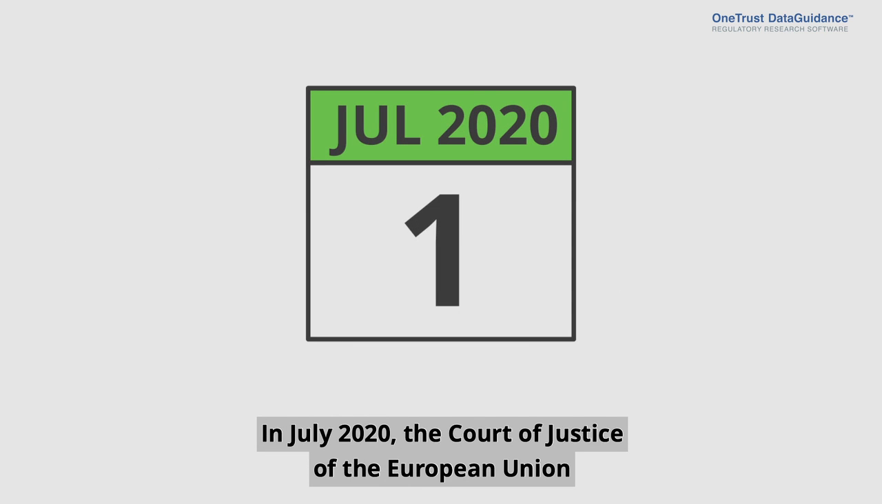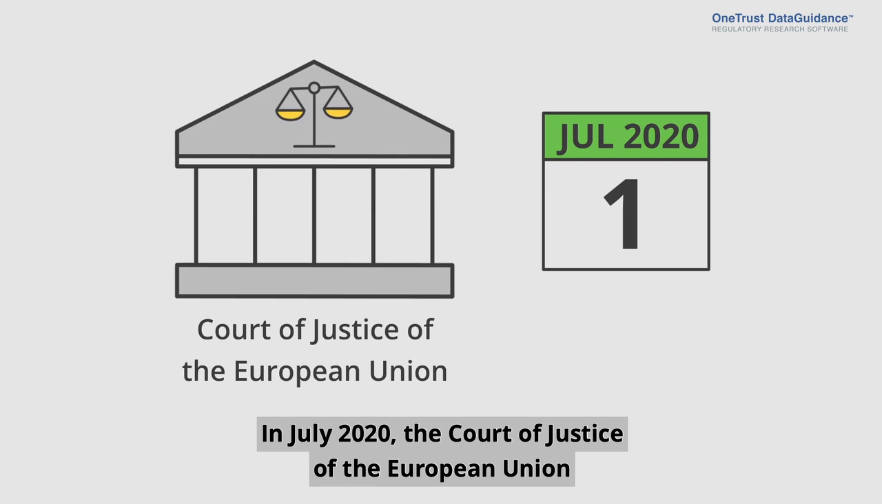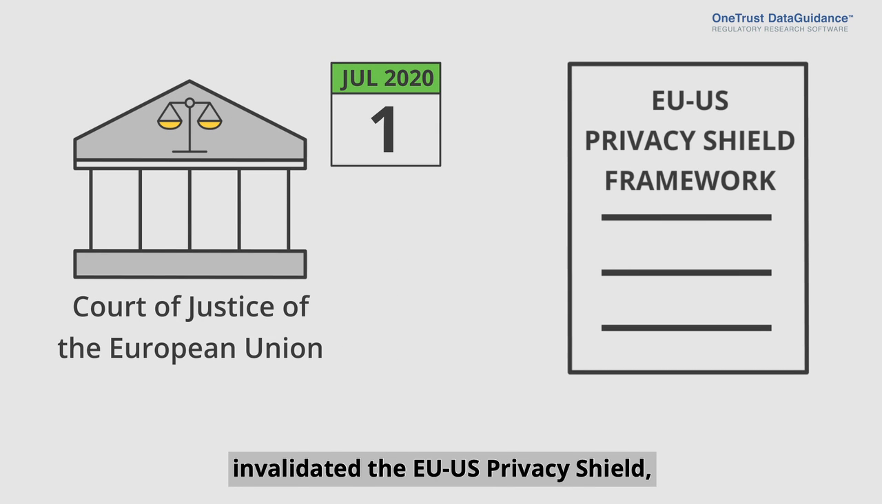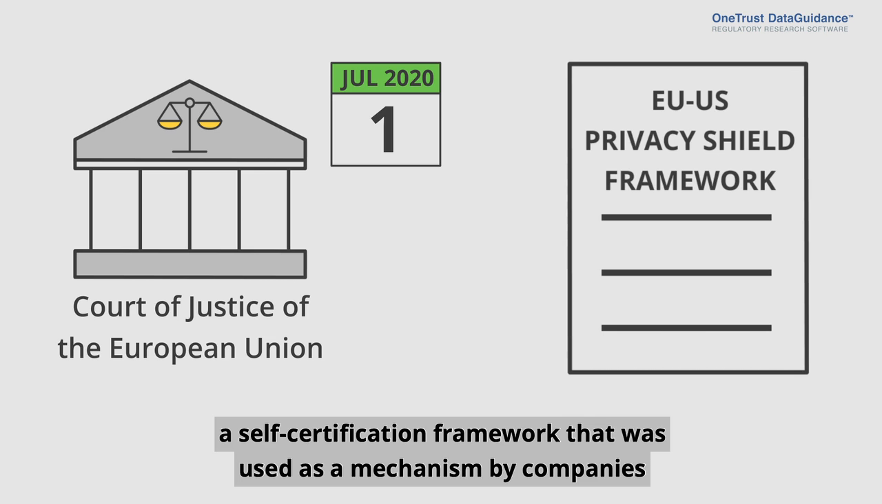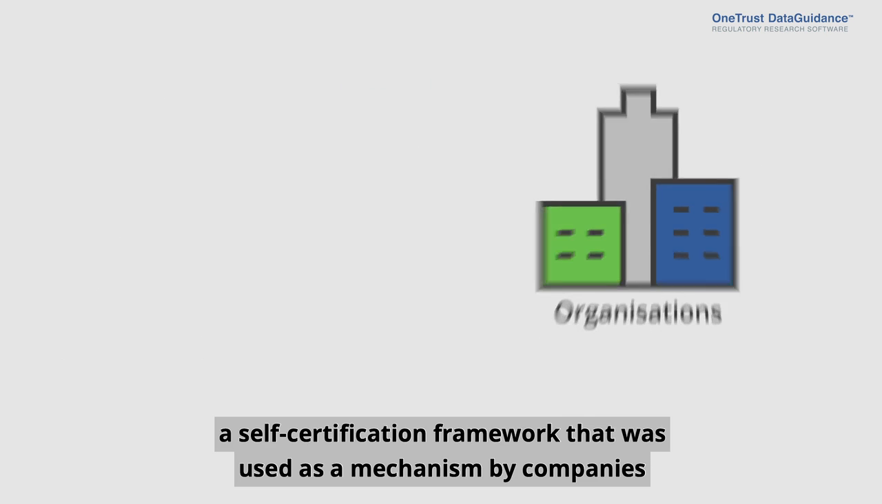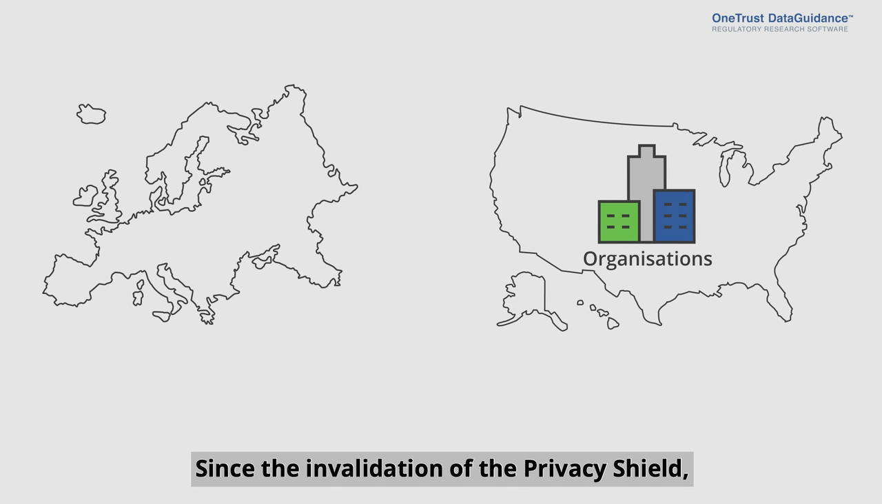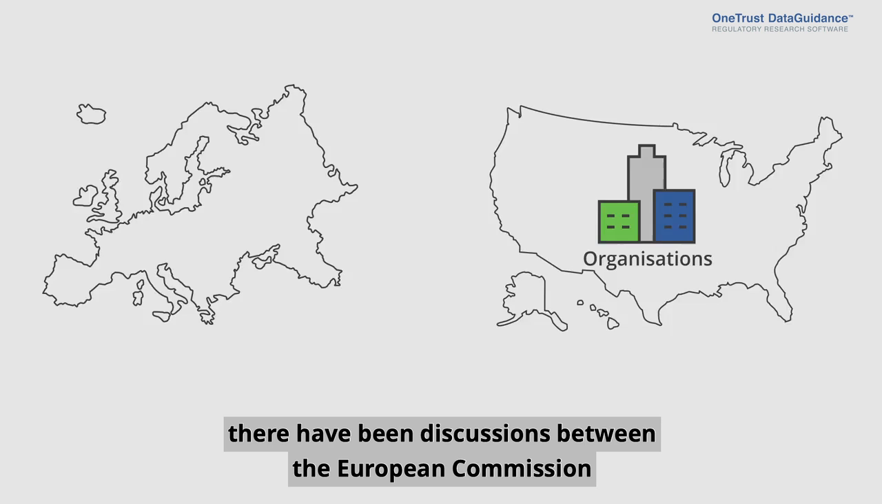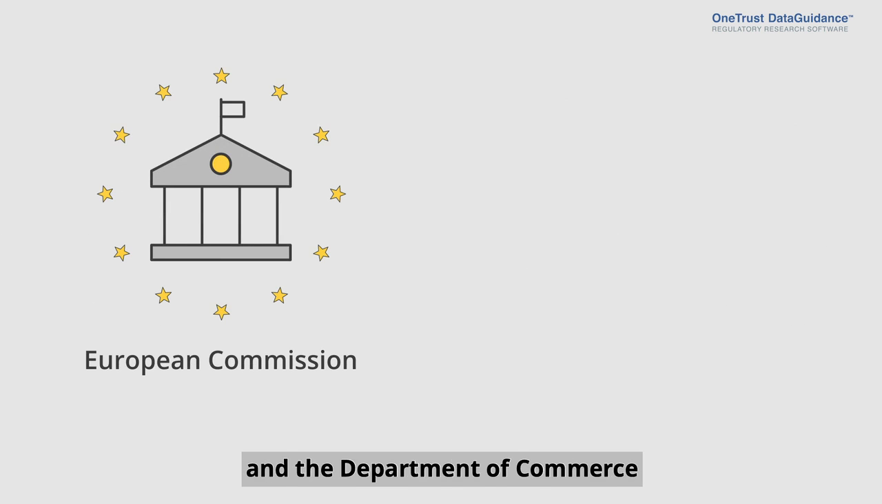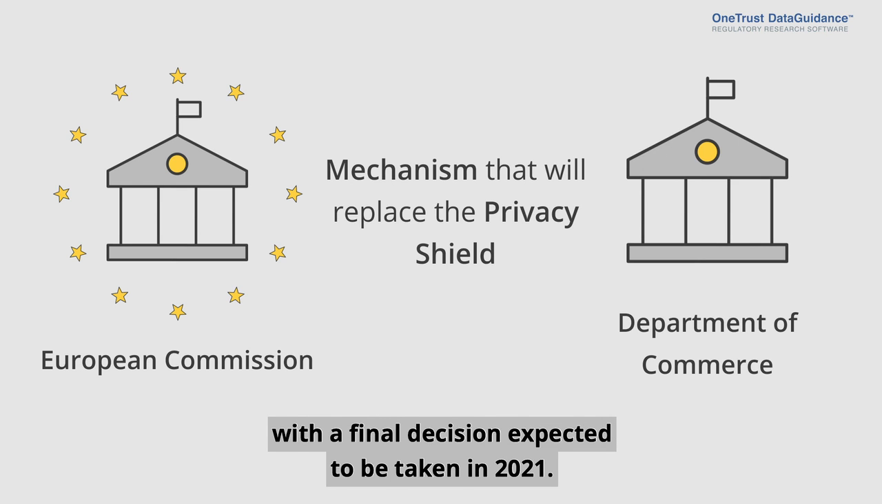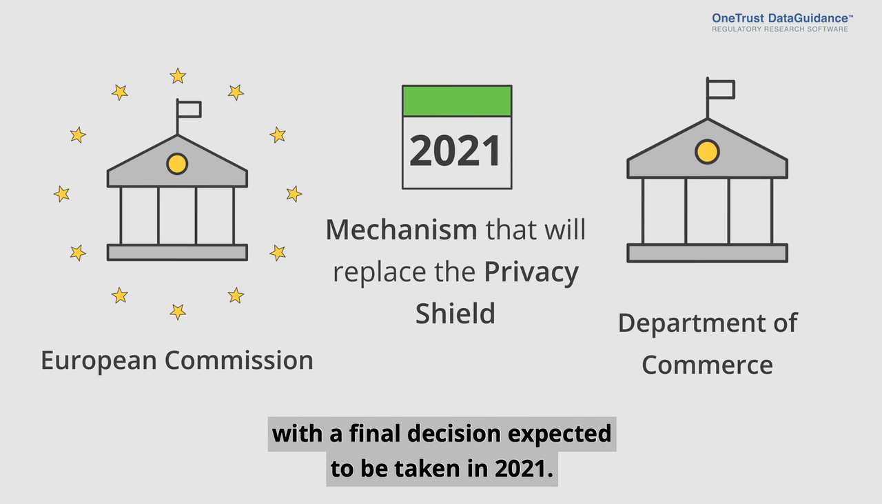In July 2020, the Court of Justice of the European Union invalidated the EU-US Privacy Shield, a self-certification framework that was used as a mechanism by companies to transfer personal data from the EU to the US. Since the invalidation of the Privacy Shield, there have been discussions between the European Commission and the Department of Commerce to create another mechanism that will replace the Privacy Shield, with a final decision expected to be taken in 2021.